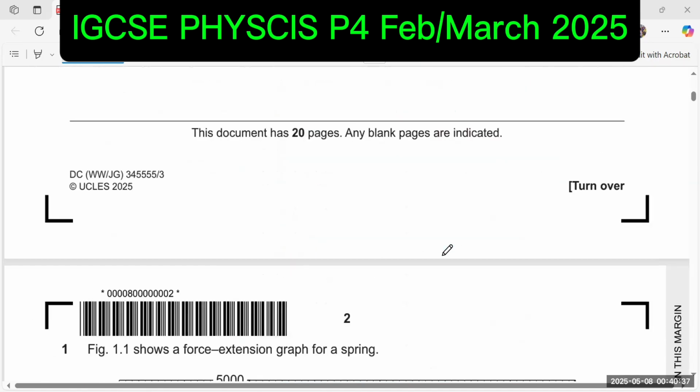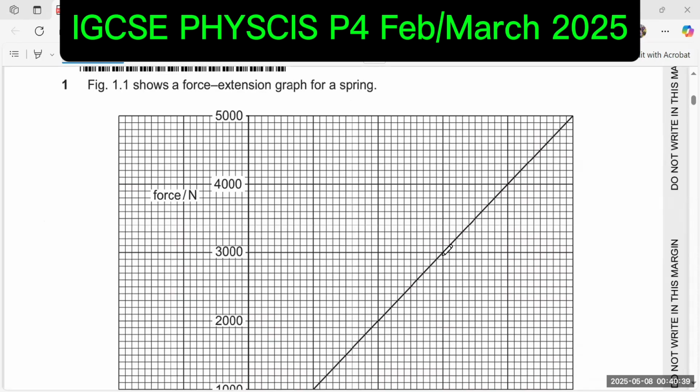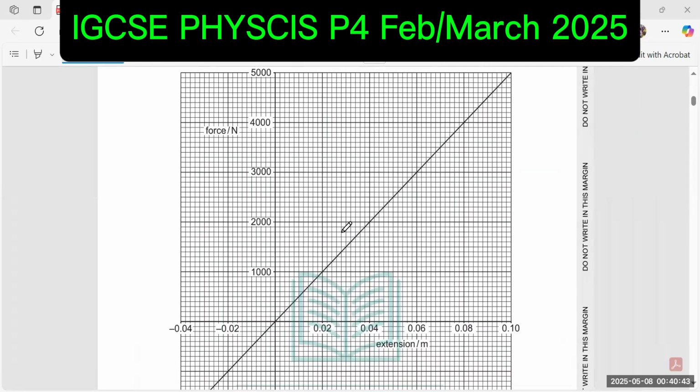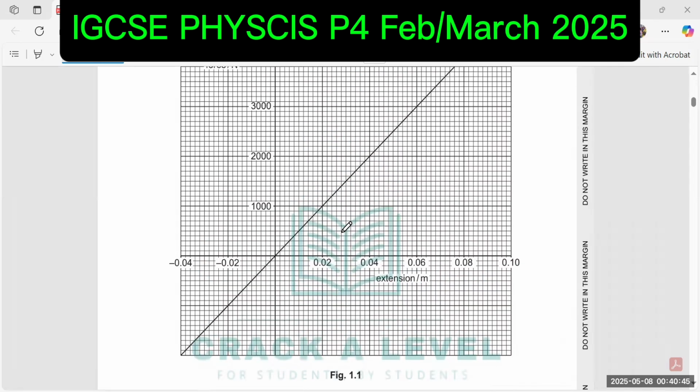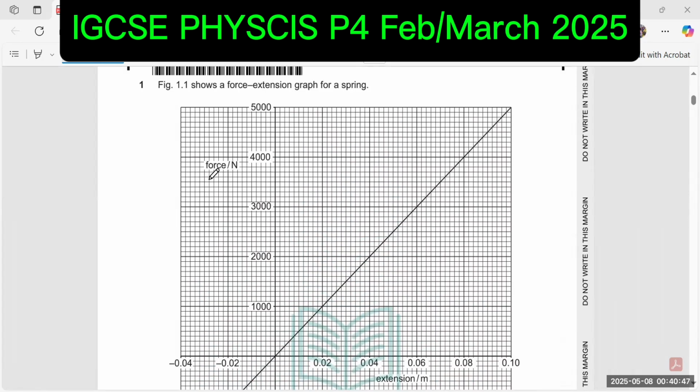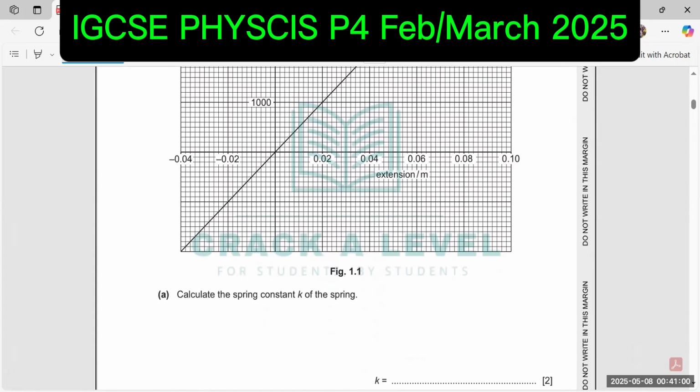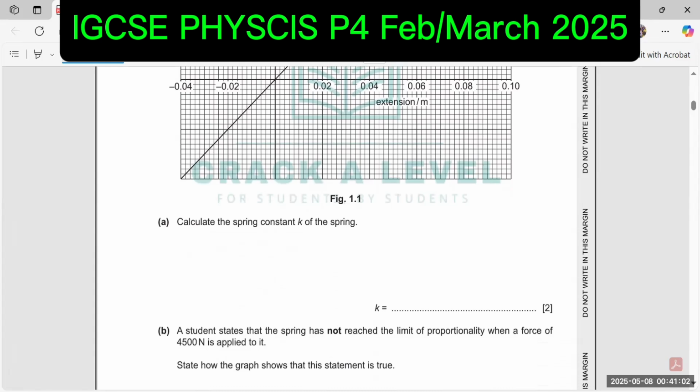Question number 1. There is a graph, figure 1.1, showing a force extension graph. So you know that this is Hooke's law. On the y-axis is force, and on the x-axis you can see that there is extension in meters. Question number 1 is: calculate the spring constant. 2 marks.